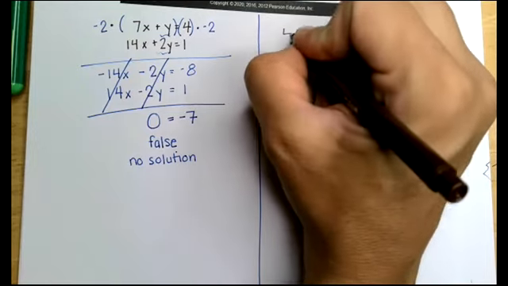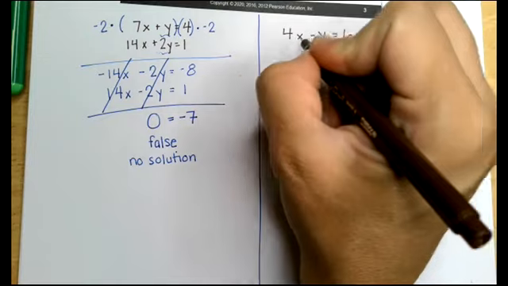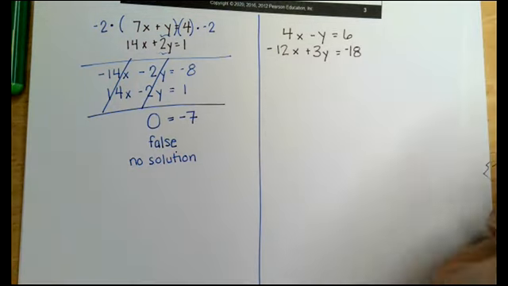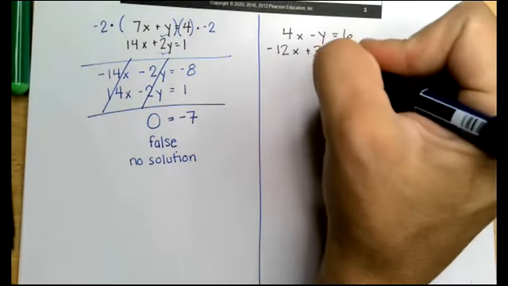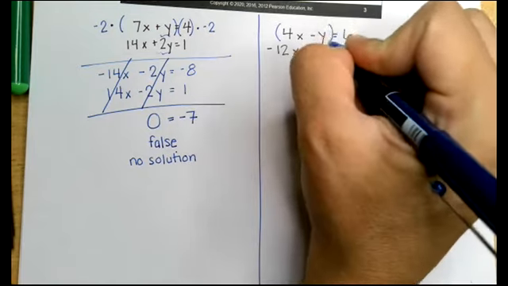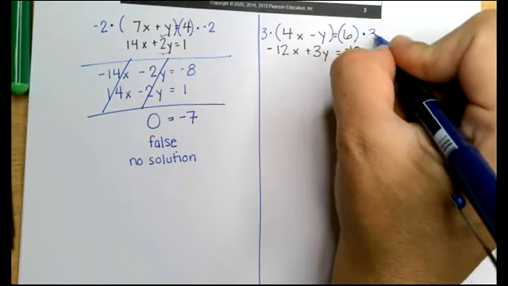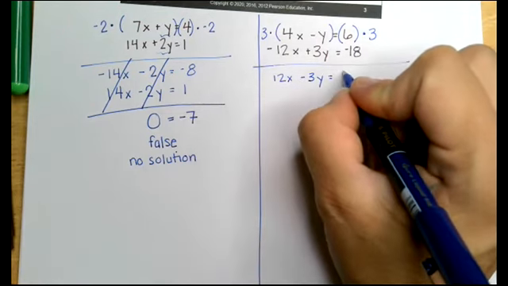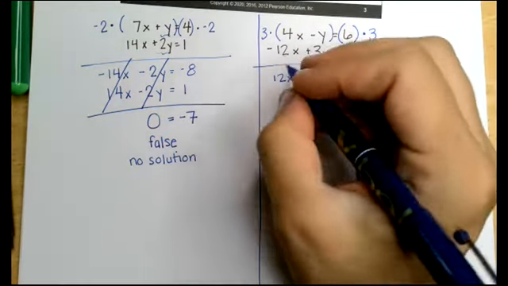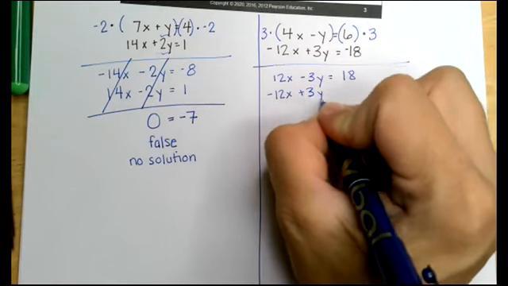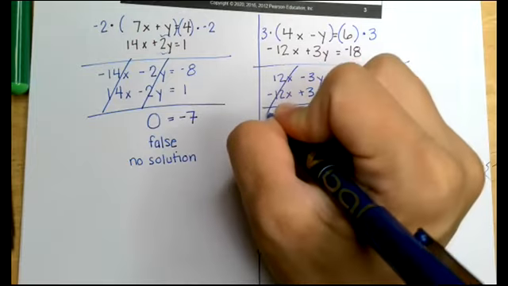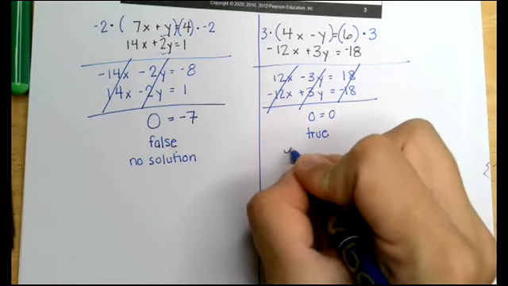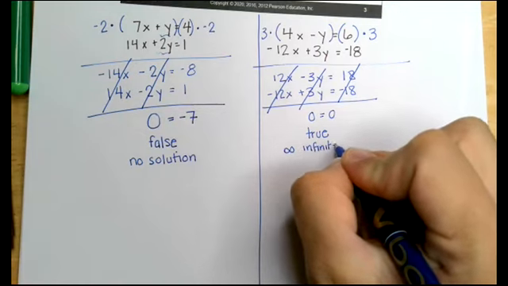The other one says 4x minus y equals 6 and negative 12x plus 3y equals negative 18. Here's a positive 3y and a negative y. So I'm going to multiply this by 3. 3 times 4x is 12x, negative 3y, and 18, right? And then below that, we have negative 12x plus 3y is a negative 18. Those cancel, those cancel, those cancel. 0 is 0. This is true. So this has infinite solutions.